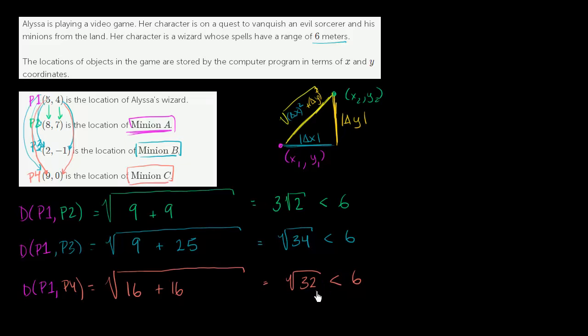Now, which of these is the furthest away? Well, if we simplified this, we could write this as square root of 18. Square root of 18 is clearly the smallest out of square root of 18, square root of 32, and square root of 34. So minion A is the closest, and minion B, square root of 34, is the furthest. Or I should say the farthest is the farthest.